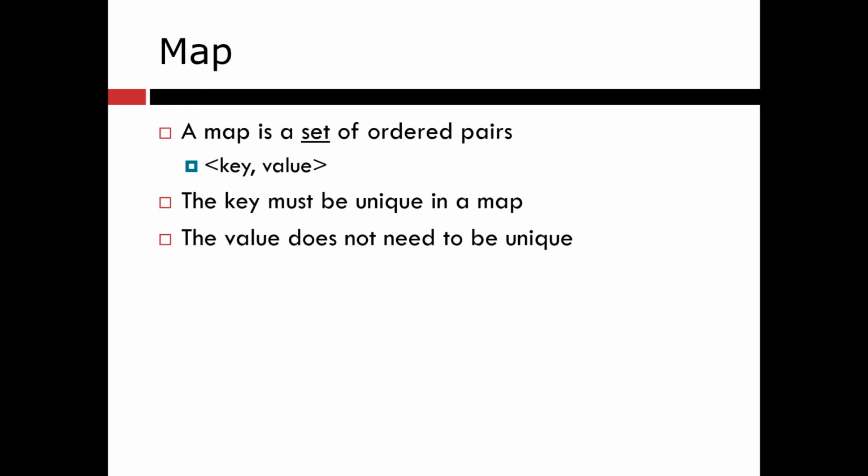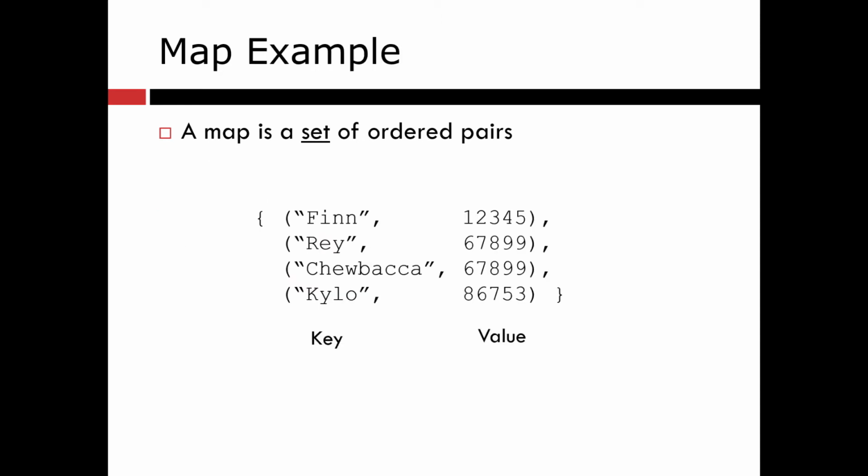So let's look at an example really quick. Let's say we have this map where we are mapping names to numbers. So we have Finn being mapped to 1, 2, 3, 4, 5. We've got Ray being mapped to 6, 7, 8, 9, 9. Chewbacca is also mapped to 6, 7, 8, 9, 9. And then Kylo is 8, 6, 7, 5, 3.